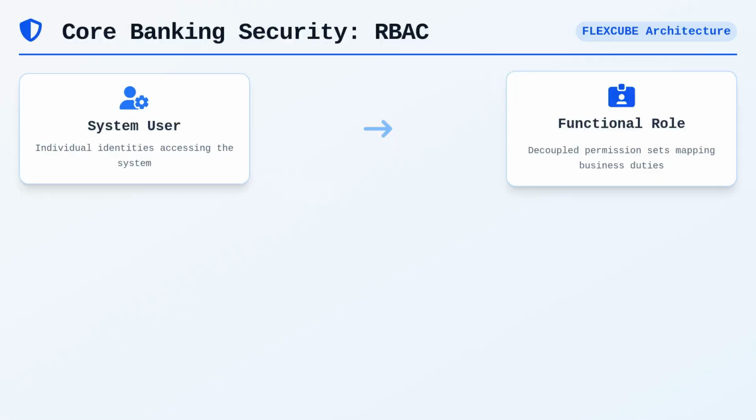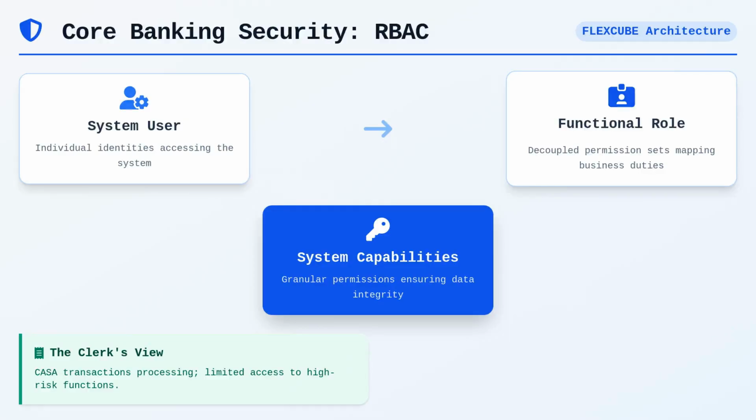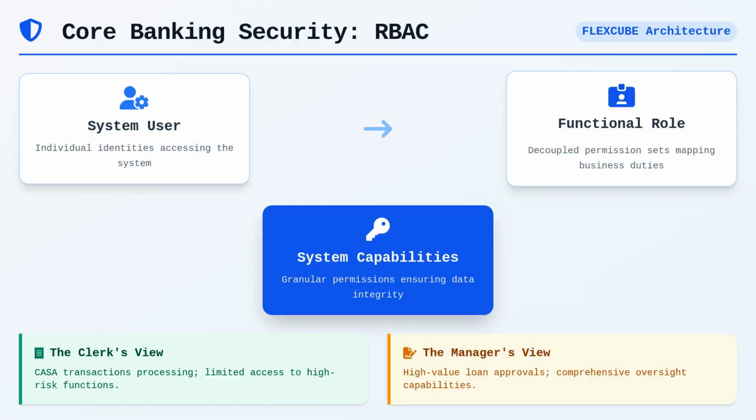By decoupling the user from the permission set and placing a role in between, we achieve a level of granular control that is essential for compliance and internal security audits. Imagine a clerk processing a CASA transaction versus a manager approving a high-value loan. Their access requirements differ fundamentally, and the security architecture must reflect this duality without leading to administrative bloat or fragmented privilege management.